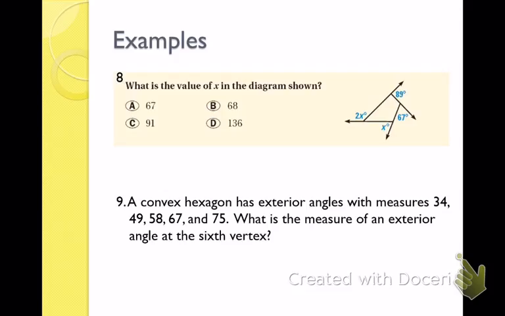Okay? So, use that. How do we use that? Well, here in number 8, we have an example where we have the 4 exterior angles of a quadrilateral. Well, we just said that when you add up those exterior angles, they're always going to add to 360.